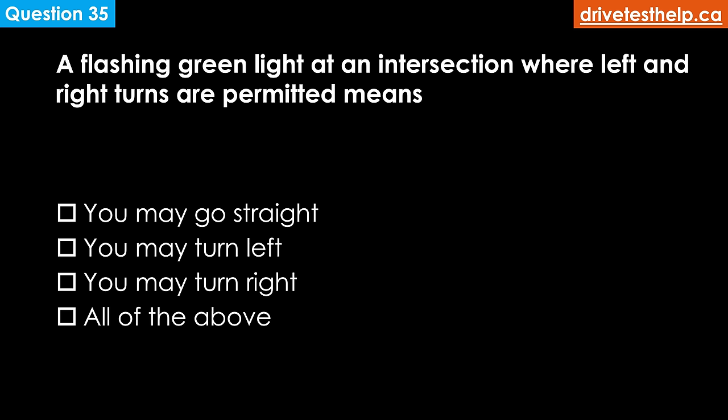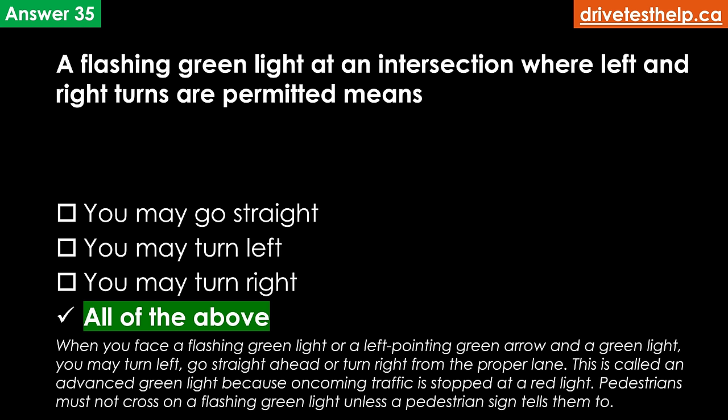A flashing green light at an intersection where left and right turns are permitted means you may go straight, you may turn left, you may turn right, all of the above. The correct answer, all of the above.